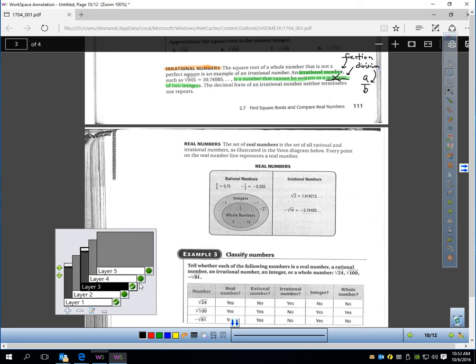Okay? Decimal form of irrational number neither terminates nor repeats. So in other words, irrational numbers have decimals that go on forever and don't repeat. Rational numbers have decimals that either stop or repeat. Okay, so irrationals have those that go on forever and don't repeat. I would definitely get this information in your notes. Irrational numbers cannot be written as a fraction, and the decimals of irrational numbers go on forever, don't repeat.